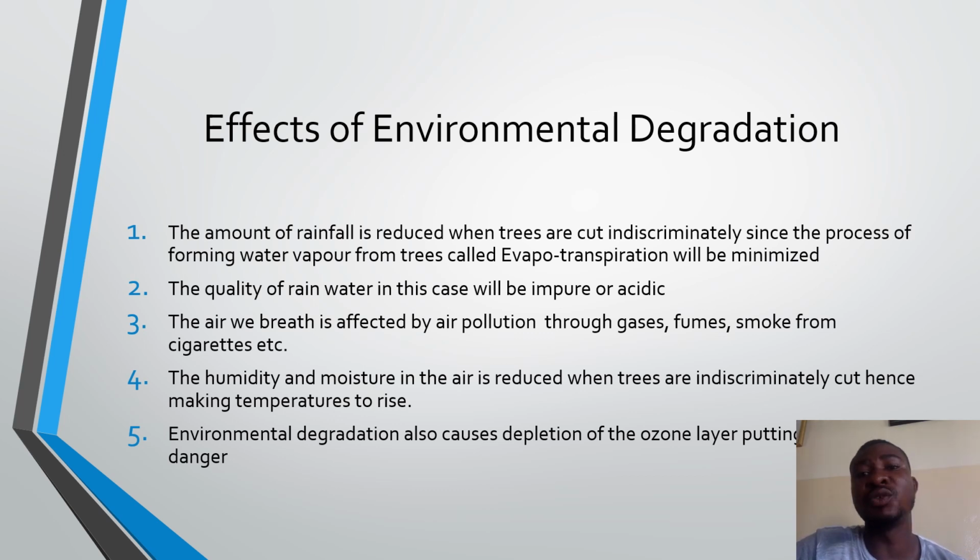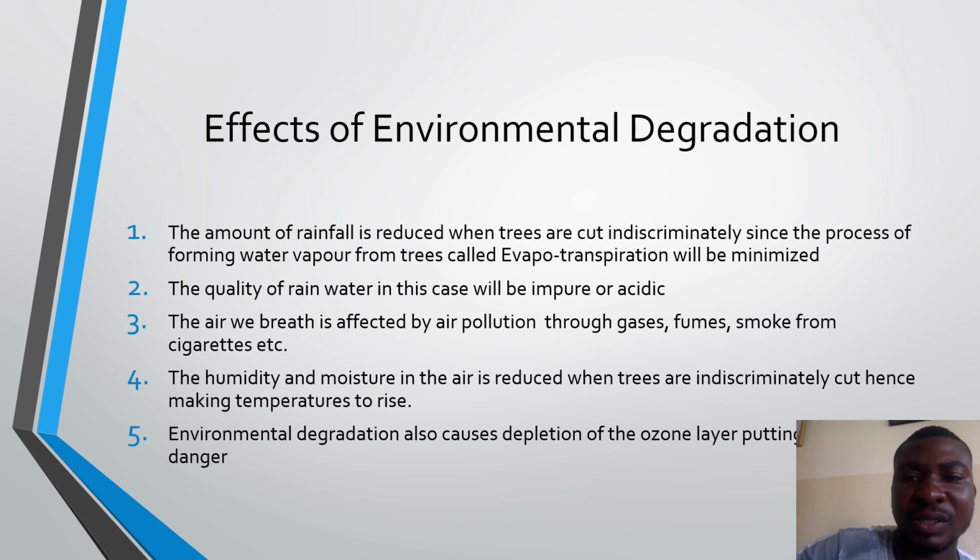And you know why the rain is acidic? Because trees are cut down. Therefore, the sun comes straight onto our plants or our crops. So when rain falls, it turns into what? Acidic, and it makes the water impure.